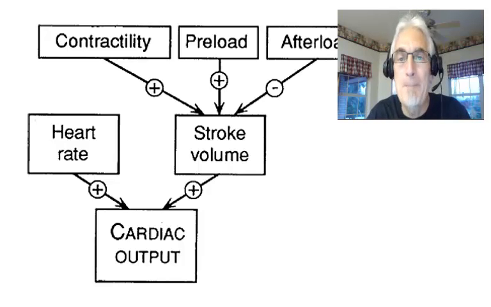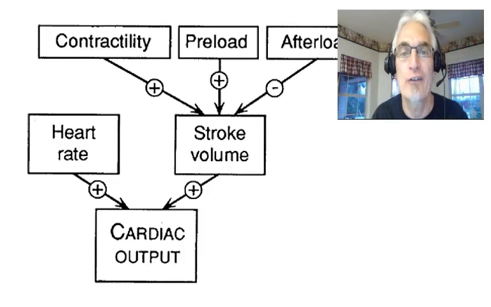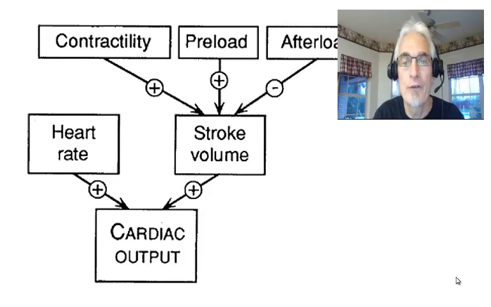There's some important basic understanding of cardiac physiology that you have to have in order to understand systolic and diastolic dysfunction. Look at the drawing on the screen. This little drawing helps us to understand. First, cardiac output equals heart rate times stroke volume.